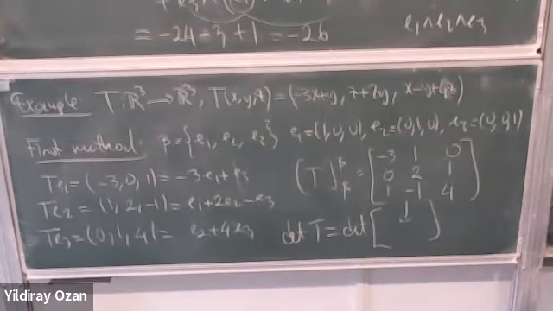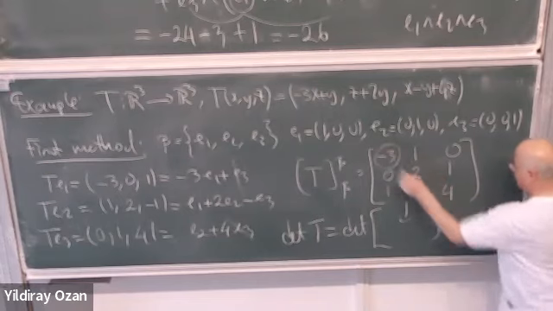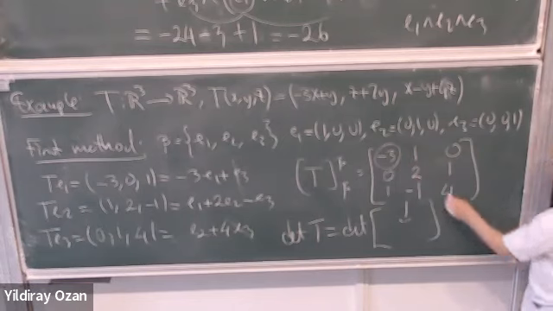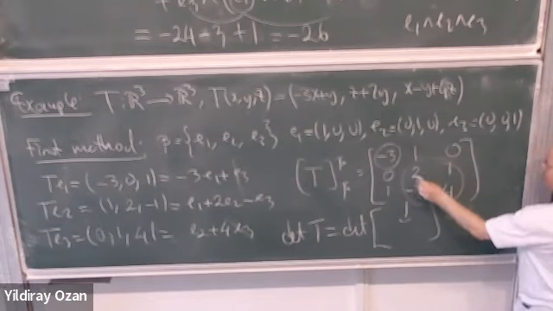If you compute this determinant, you should get the same thing. Let's see. Minus 3 times, right? Minus 3 times the determinant of this.